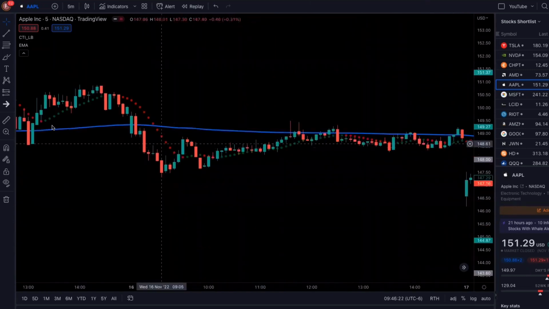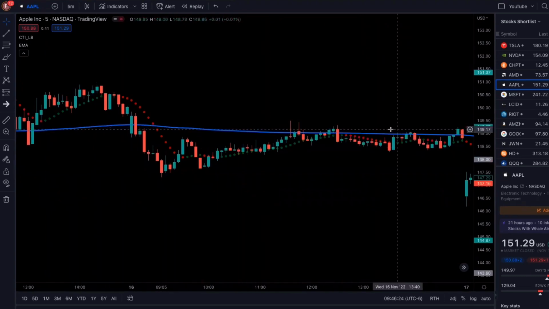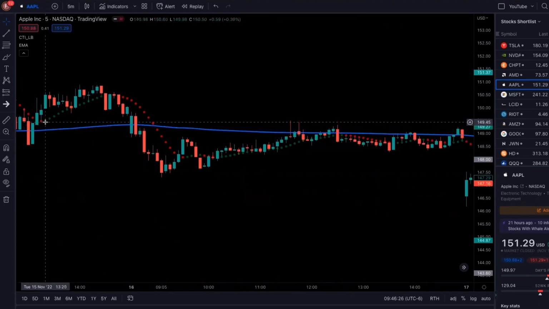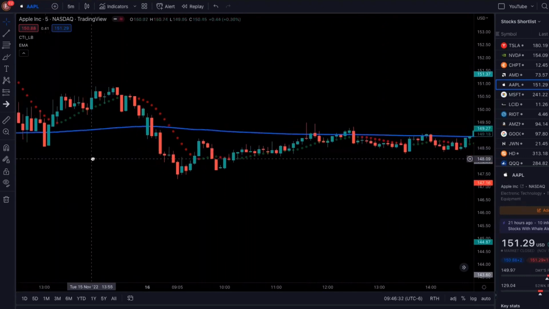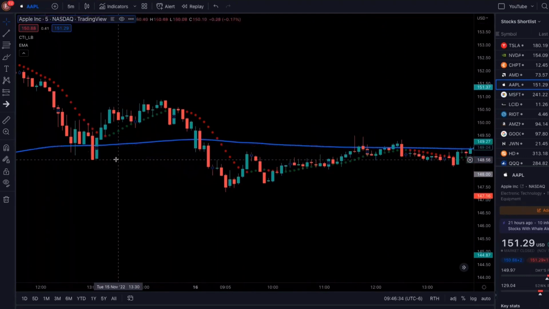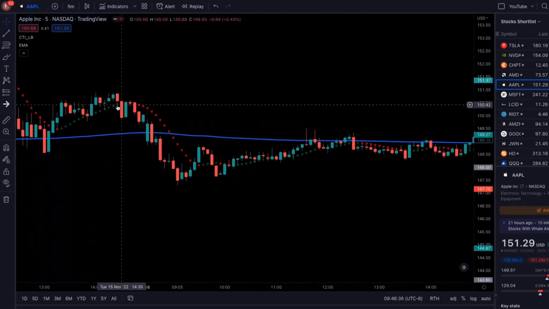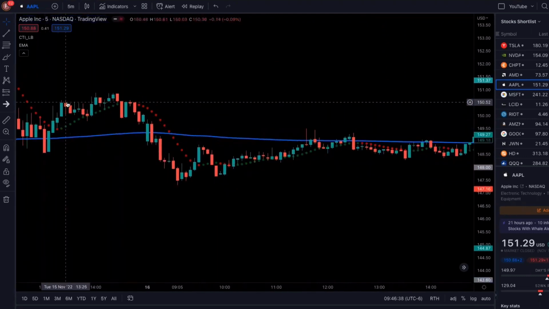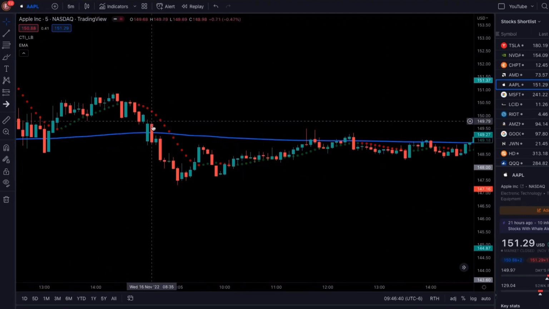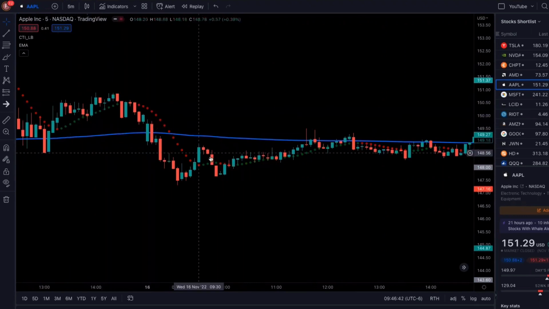For instance, look over here. The EMA is completely flat. So even if you get a buy signal right here, I wouldn't take that because there's no direction. There's no slant on the EMA right here, right? So again, if you got into this trade on the second candle, this would have definitely hit a stop loss because the market's just choppy.